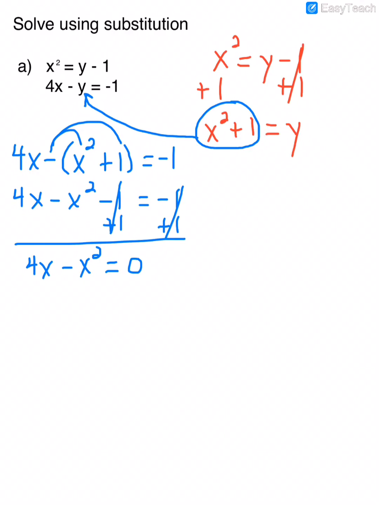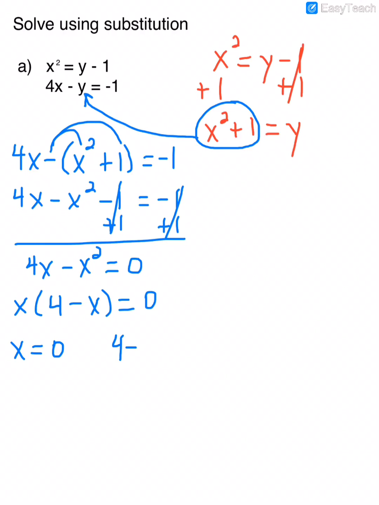In order to solve this, I'm going to factor. I have a greatest common factor of x, so I'm going to factor out the x, and I'm left with 4 minus x. Now this is completely factored. I take each factor and set it equal to 0 and solve. So now I have x equals 0 and x equals 4.